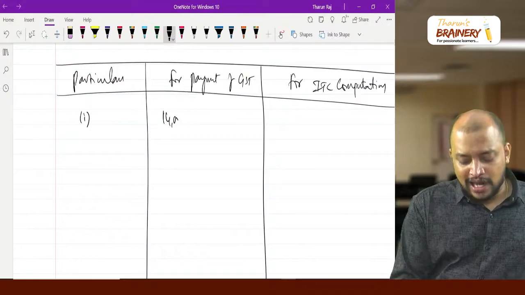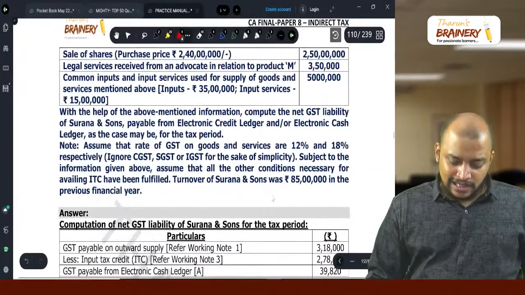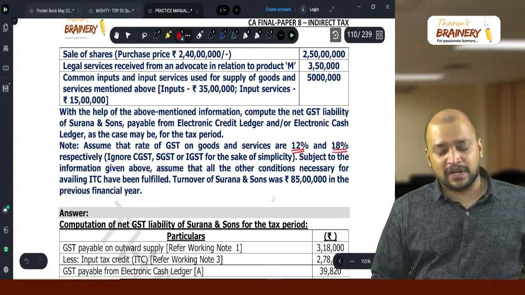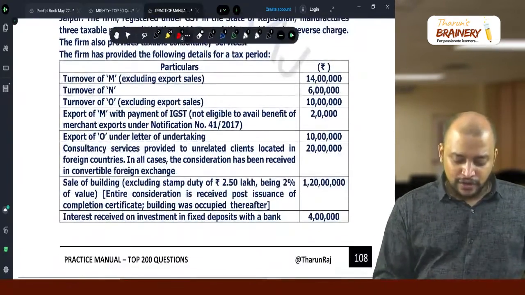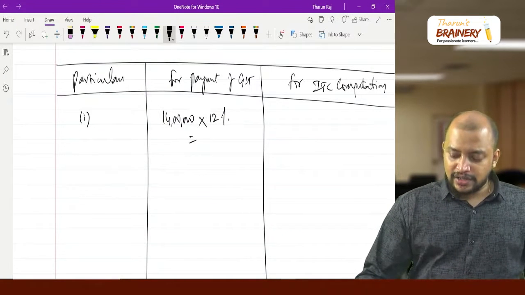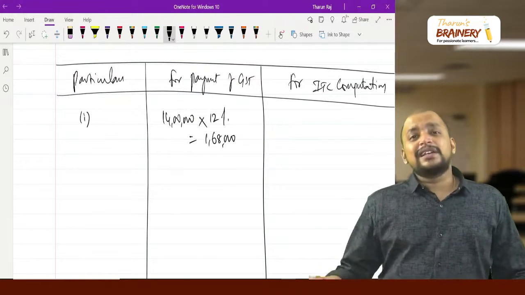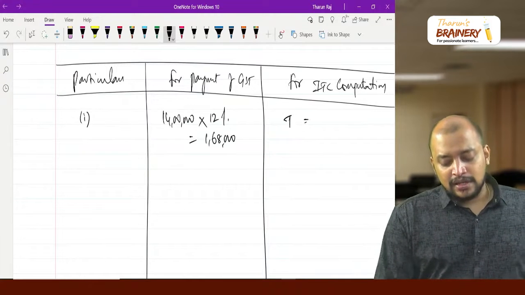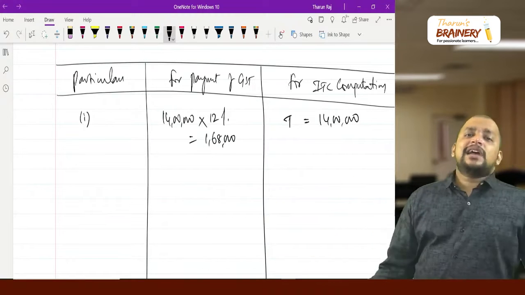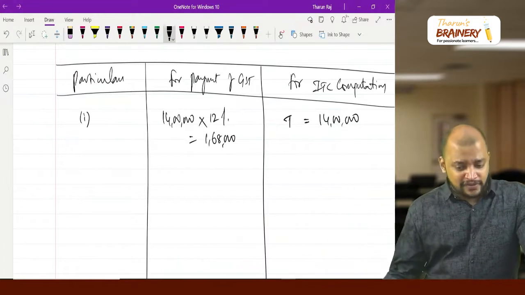So on 14 lakhs, we need to pay GST. What is the rate of GST? Assume the rate of GST on goods is 12% and on services 18% respectively. It is goods, so 14 lakhs into 12%, that is 1,68,000. Then for ITC computation, 14 lakhs will be taken as taxable, because it is other than those 9 points. If it is taxable for payment of GST, it is also taxable for availment of ITC.